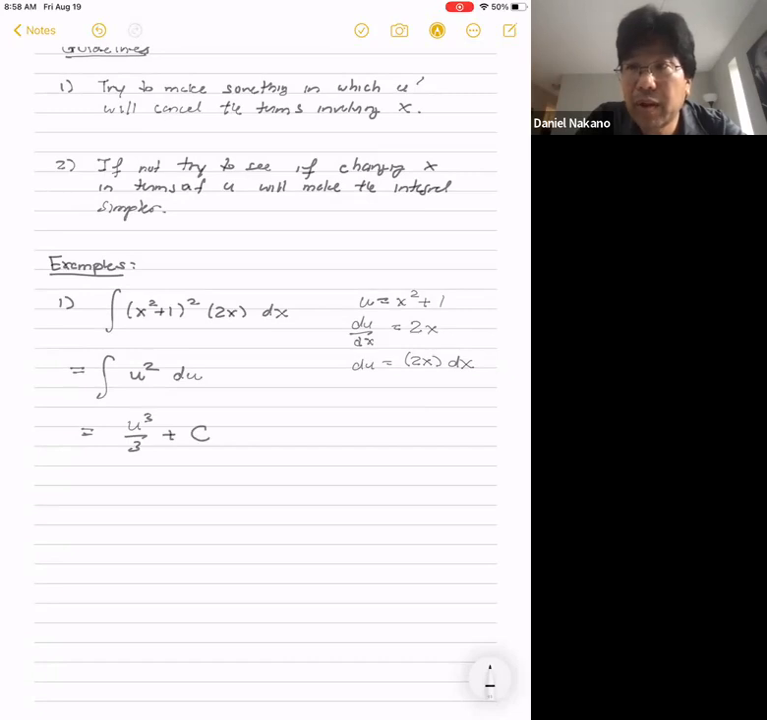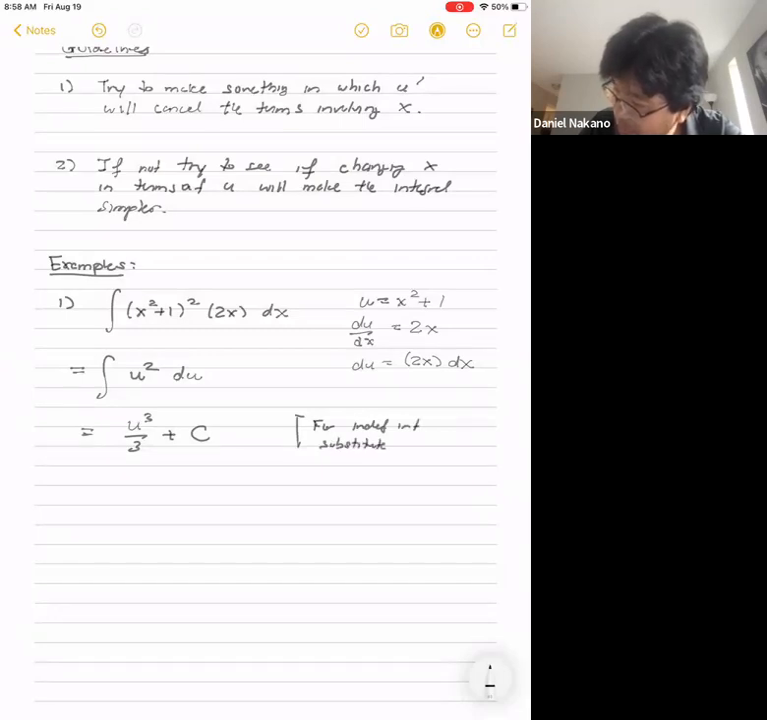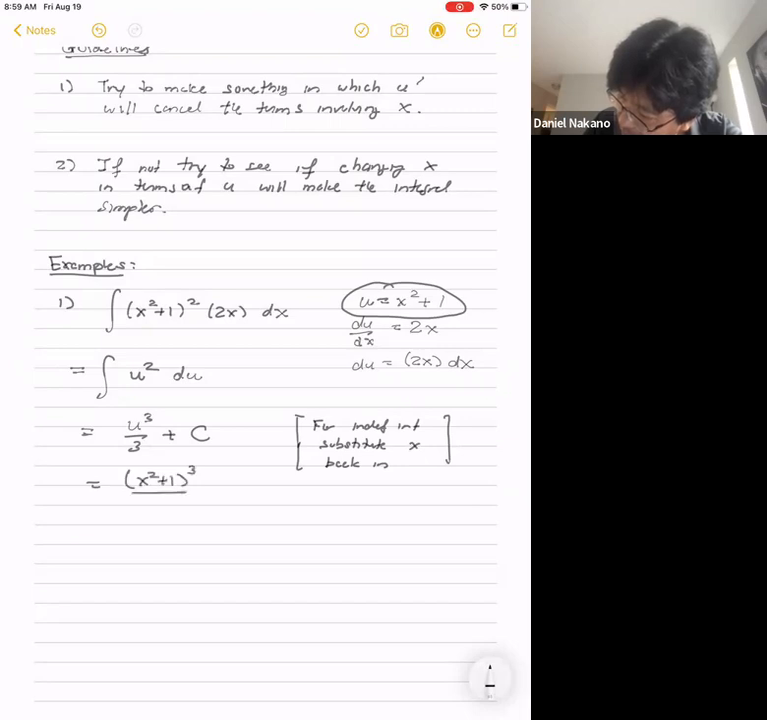And now, for indefinite integrals, I want to substitute x back in. I have a formula for u up here, so I'll substitute that back in. And then I'm done. That's it. Any questions on this problem? Okay, good.